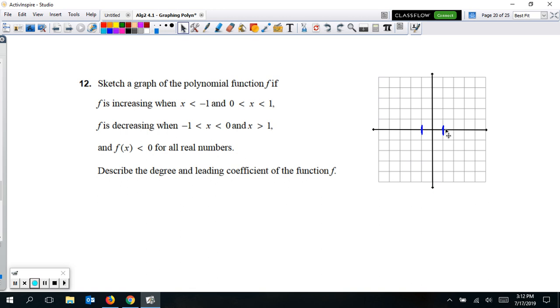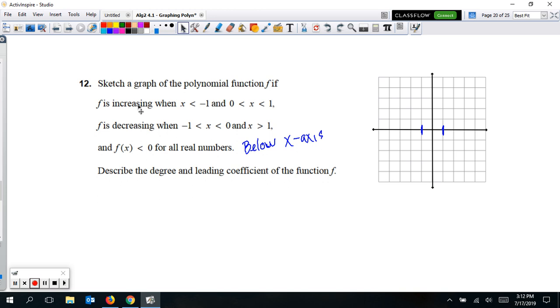Here's -1, here is +1, 0 we already kind of have it marked off here with the y-axis. And also, another thing we notice here, it says that the entire graph is less than 0 for all real numbers, which means that's below the x-axis. So our graph is completely below the x-axis here. Okay? So let's go ahead and go through this.